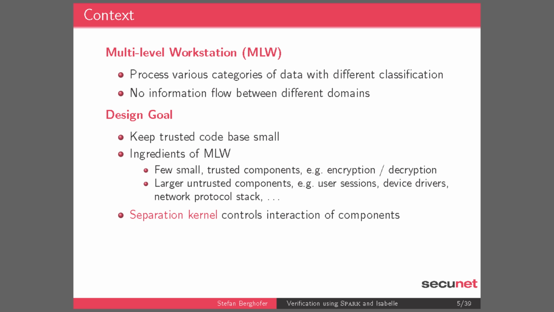So one important thing is that the trusted code base has to be kept very small. And so the multi-level workstation is made up of several components. There are some very small components that are trusted, like an encryption or decryption service. And then there's a few larger untrusted components, like instances of Linux in which user sessions run and all the device drivers are located, and the network protocol stack, for example. And then there's a separation kernel underneath that makes sure that all these components only communicate via specific communication channels.